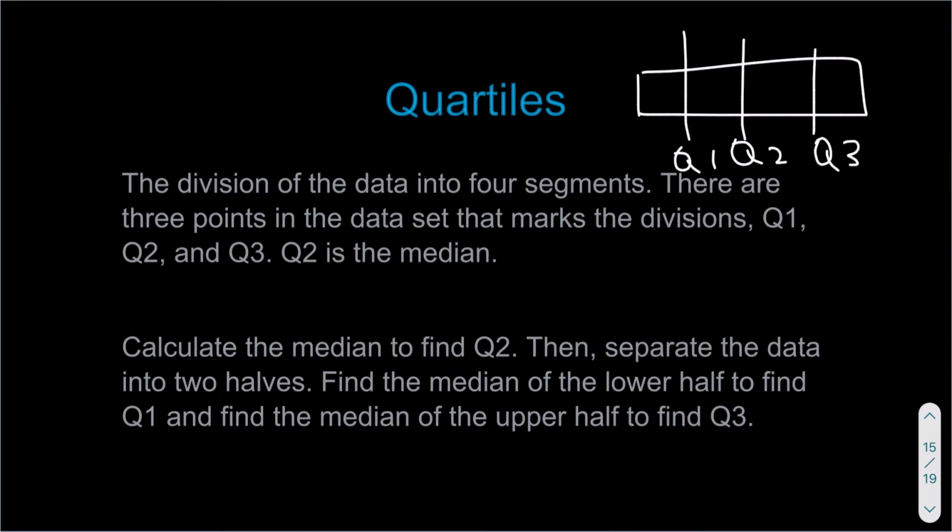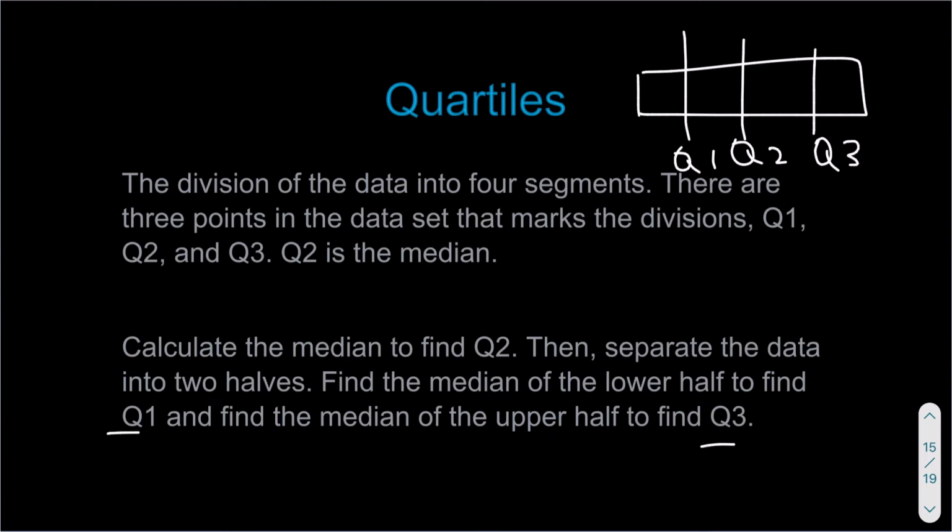In order to calculate all the quartiles, let's first find Q2. In order to do that, we calculate the median to find Q2. Then, after we know the median, we separate the data into 2 halves, the upper half and the lower half. Looking exclusively at the lower half, we can find the median of that to get Q1. And then looking at the upper half, we'll use the median to find Q3.